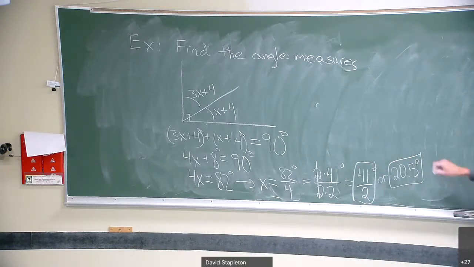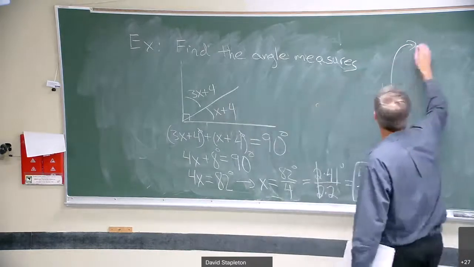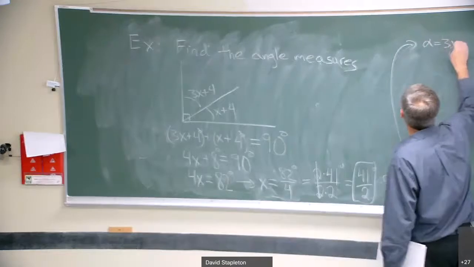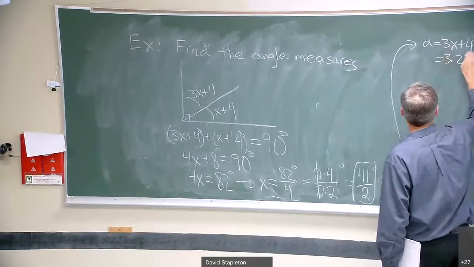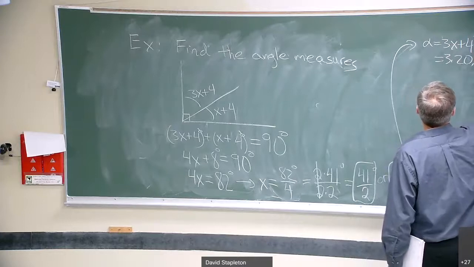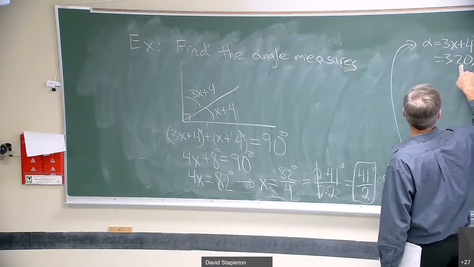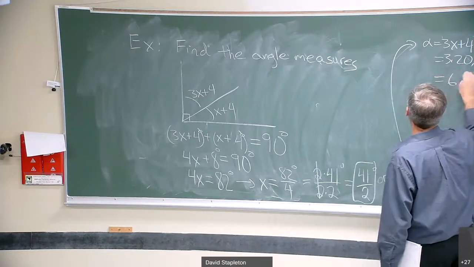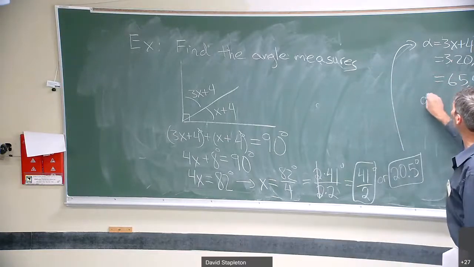Now that's x. I was asked to find the angle measure, so 3x plus 4, we can call that angle alpha. 3x plus 4 degrees is then 3 times 20.5 degrees plus 4 degrees. Let's see, 61.5 and 4 is 65.5. And then the other angle, x plus 4.